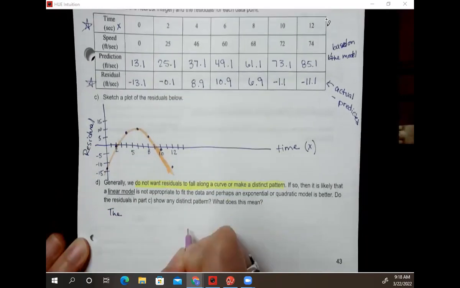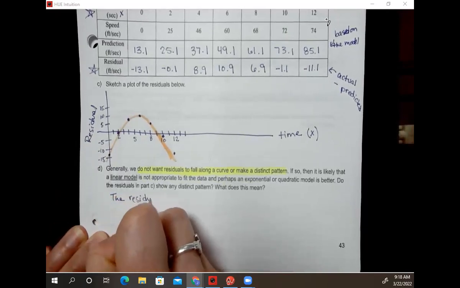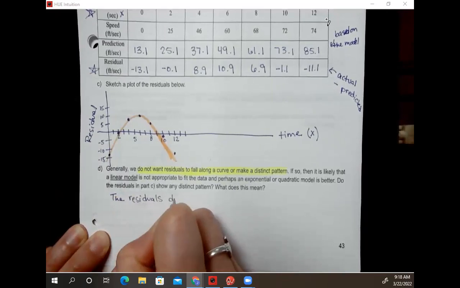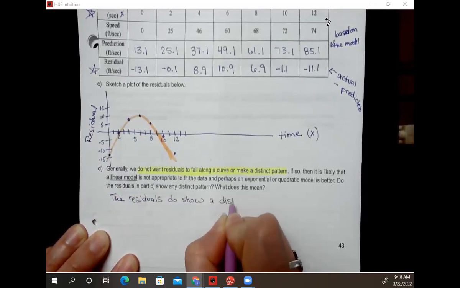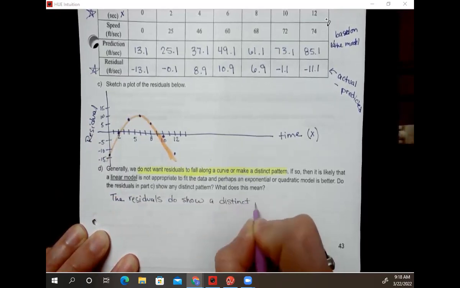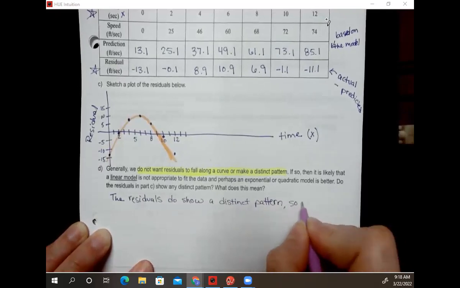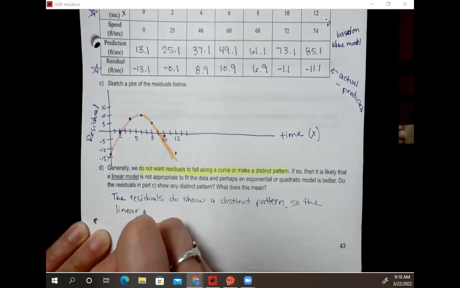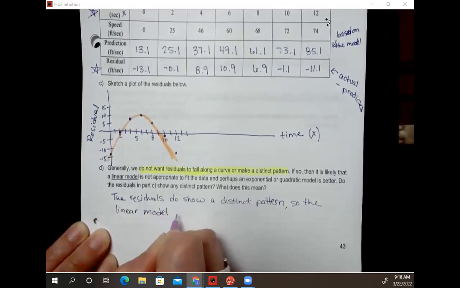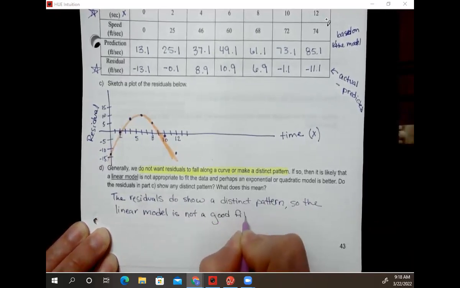Let's scoot this up a little bit. The residuals do show a distinct pattern. So the linear model is not a good fit for the data.